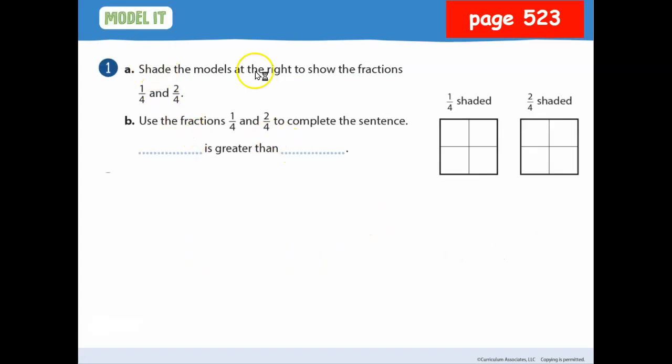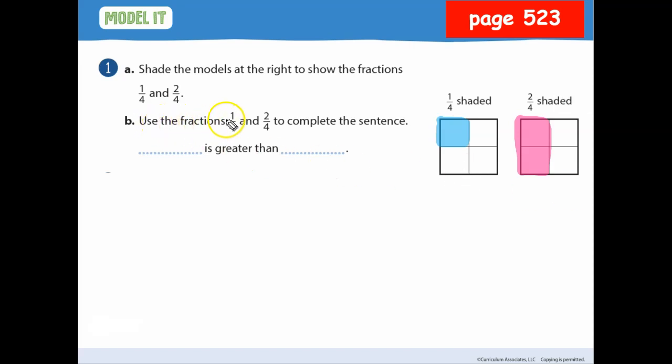Okay. So look at this. On page 523, it says shade the models at the right to show the fractions, okay? So here's one. It says 1/4 shaded. So how many squares am I going to shade? 1. Then it says shade 2/4. How many am I going to shade? 2 of them. All right, so far so good. That's what he told me to do.